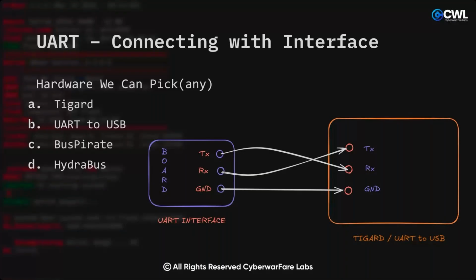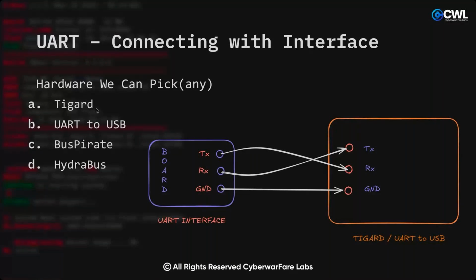For connecting the UART interface, we have Tigard and any type of serial adapter. So here, as we can see, we have Tigard. We don't need all these. We just need one: Tigard UART to USB.